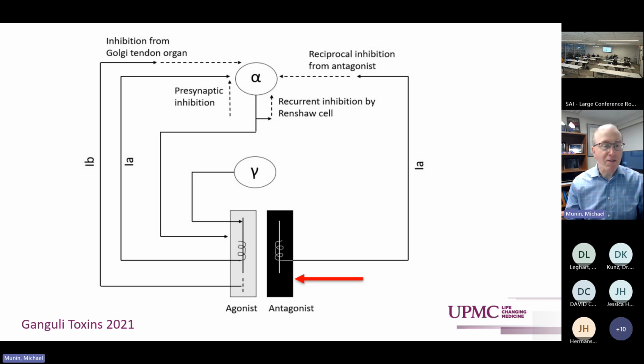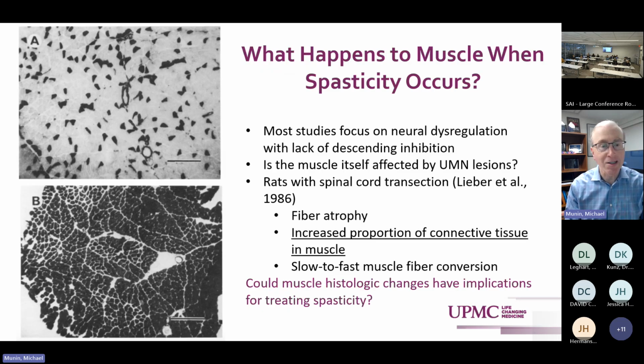But you notice in these last two slides by Ganguly, we've talked about the neural circuitry. But what haven't we talked about? We haven't talked about this rectangle. This rectangle is the diagram of the muscle. And it turns out in these diagrams, the muscle looks like a passive, unimportant structure in the whole milieu of the spastic circuitry. But I think muscle is much more important than we think, so I'm going to be talking more about this in the future slides here.